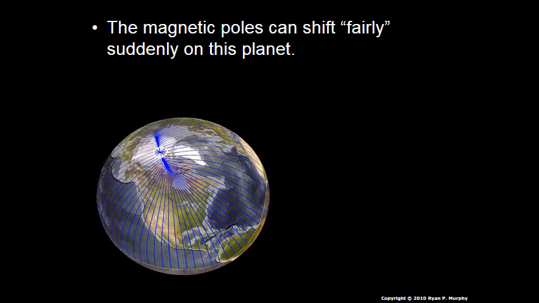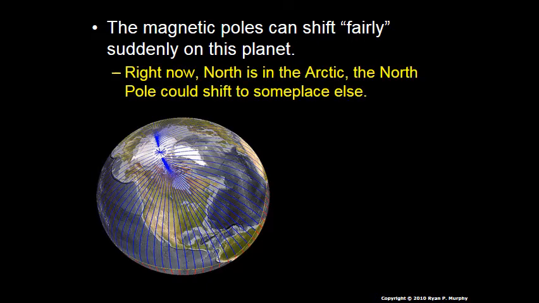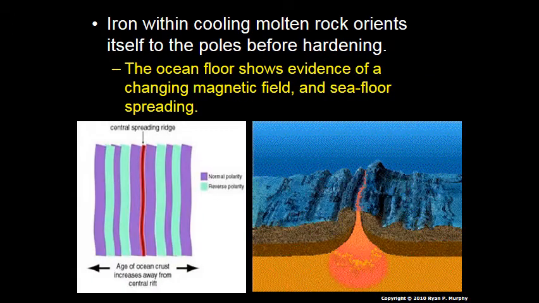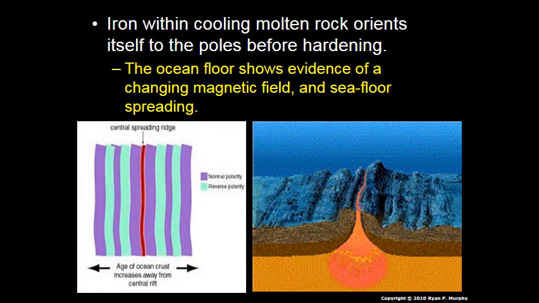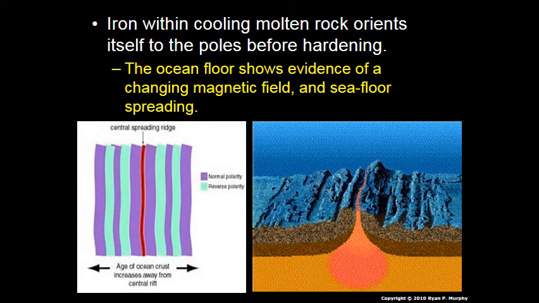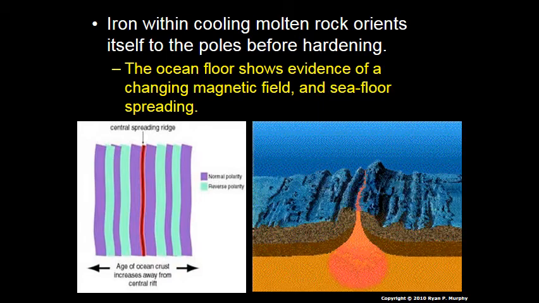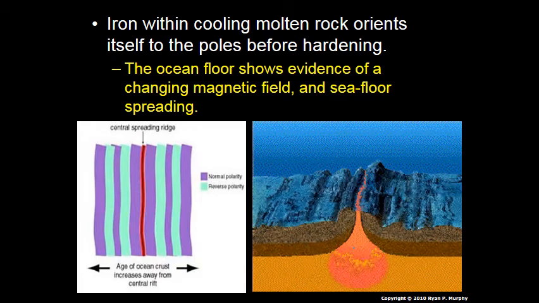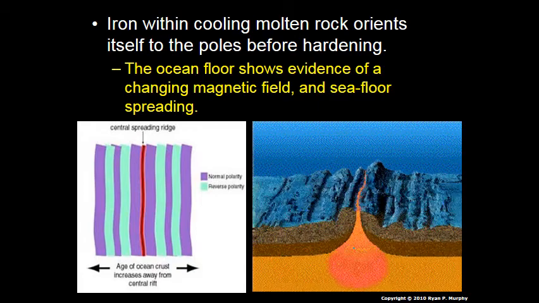And so the magnetic poles can shift fairly suddenly, and I have the word fairly in quotation marks here because it takes thousands of years, but that's pretty quick on the time span of how long the Earth has been around. So right now, north is in the Arctic. The North Pole could shift to someplace else. So what happens when the poles shift and they flip over is that all those little pieces of iron, just like a compass, get lined up in a certain way.